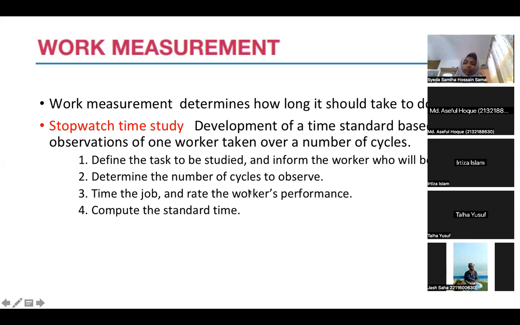Then determine the number of cycles. Determine the number of cycles means how many times you will check. So to know the cutting time, maybe the first time you check, it is 4 minutes. Second time, 5 minutes. Third time, 4 minutes. Fourth time, 5 minutes. So 4 times you have observed. So you will determine the number of cycles to observe. This is also known as number of observations.